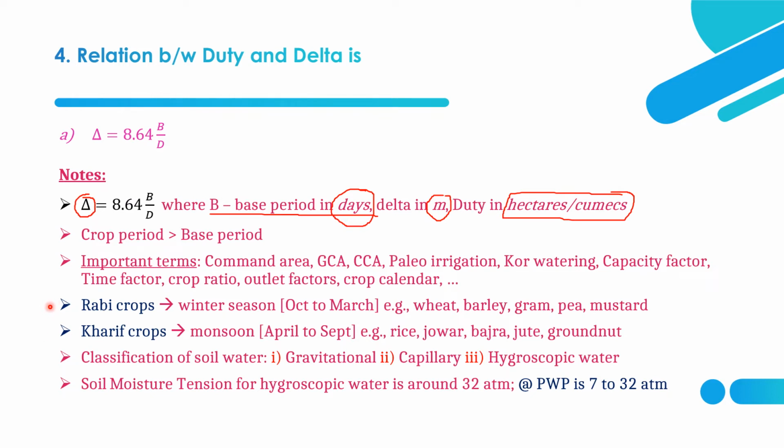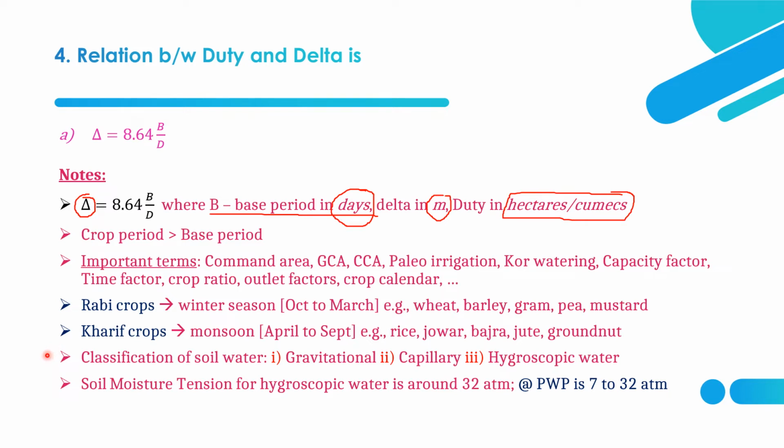Rabi crops are grown in winter season, that is October to March. Some examples of Rabi crops: wheat, barley, gram, pea, and mustard. And Kharif crops are grown in monsoon season, April to September. And here examples are rice, jowar, bajra, jute, and groundnut. So these are basic things regarding Rabi and Kharif crops.